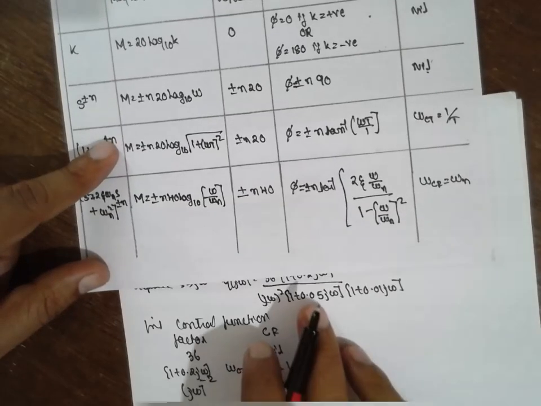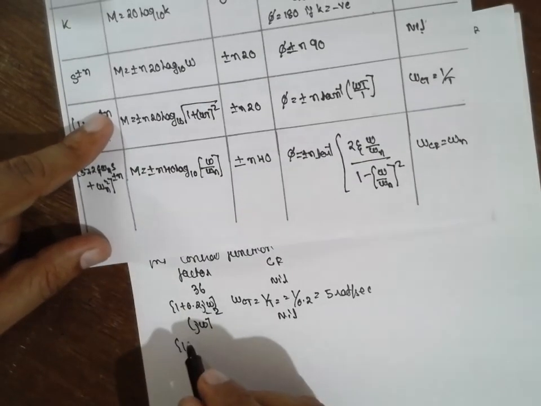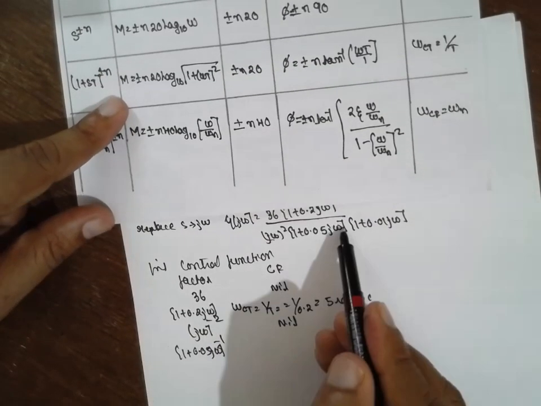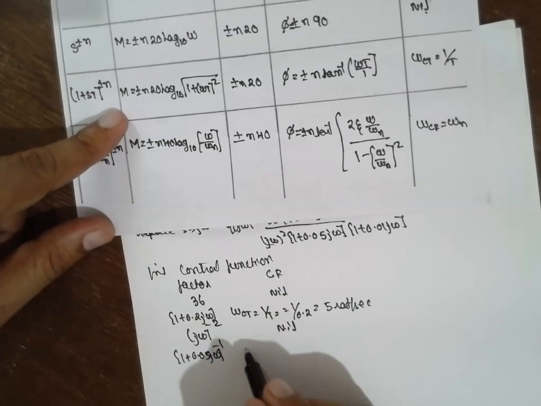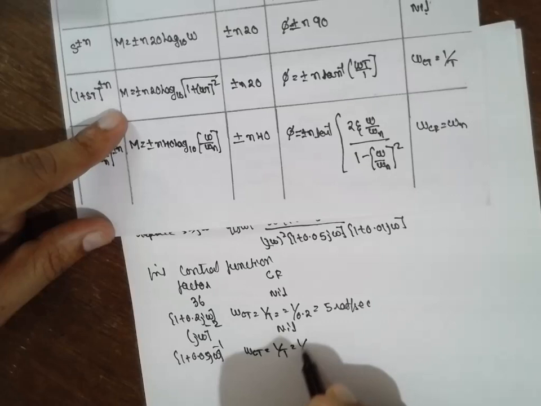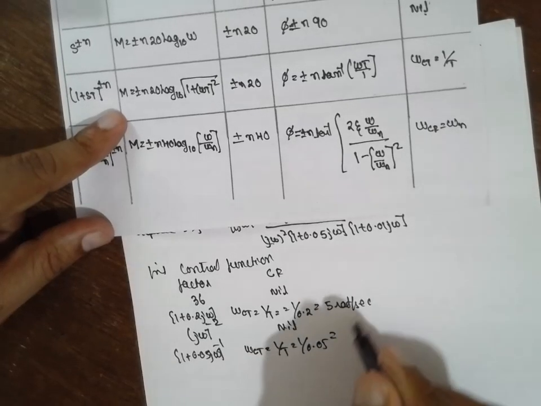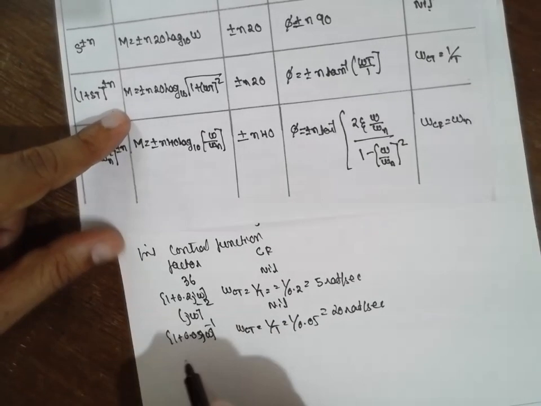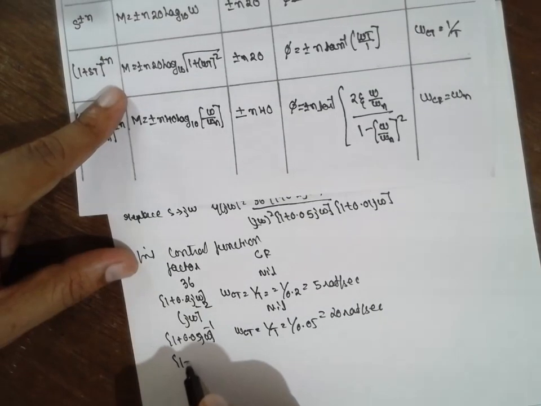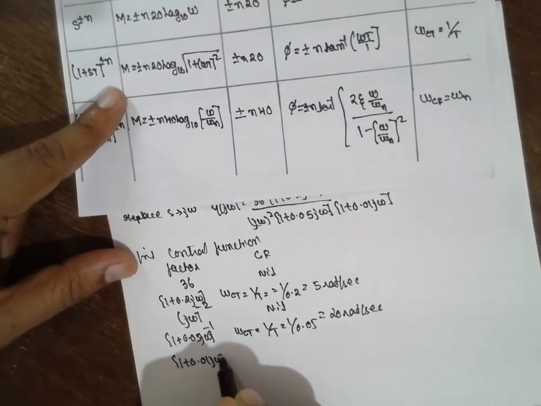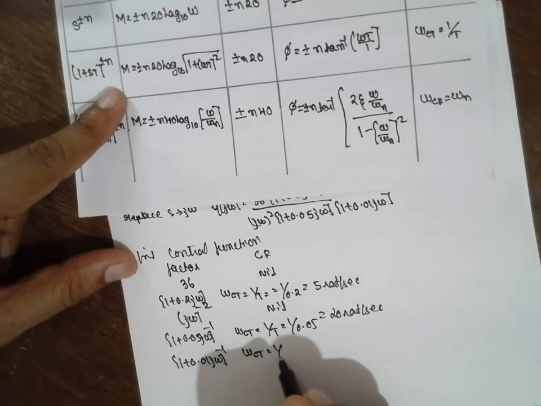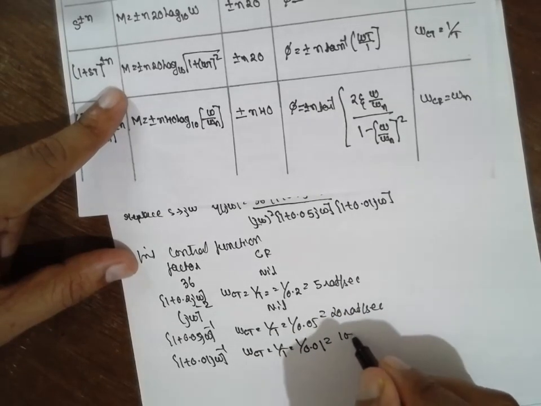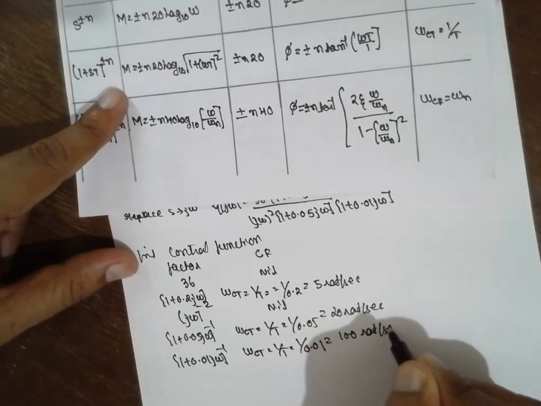Next, this value: 1 plus 0.05 j omega raised to minus 1. Here omega c is nothing but 1 divided by 0.05, which is 20 radian per second. Similarly, this value, 1 plus 0.01 j omega raised to minus 1, omega c is 1 by T, 1 divided by 0.01, which is 100 radian per second.